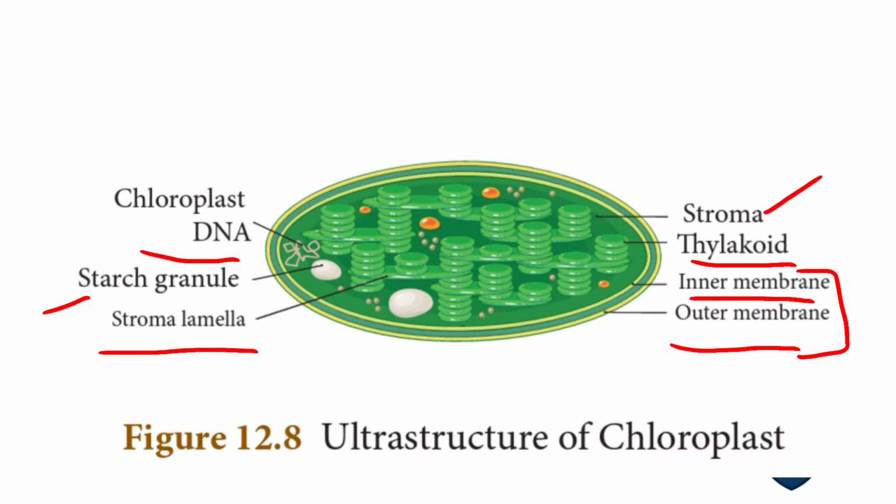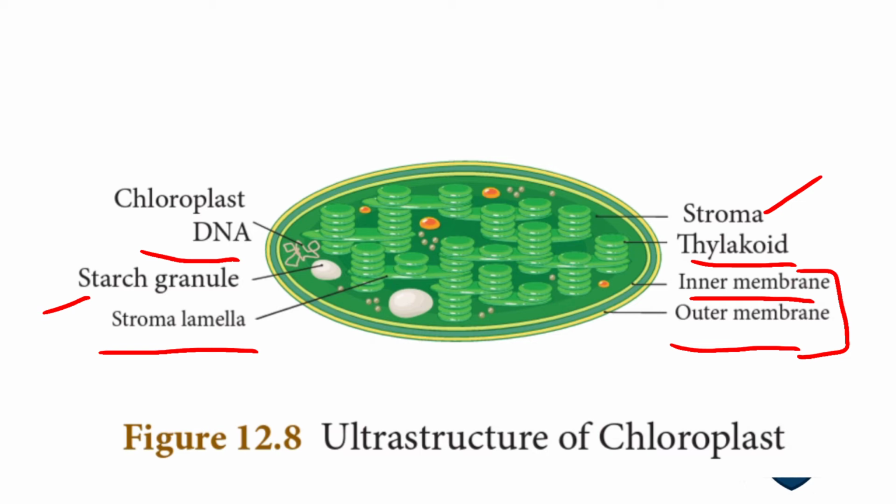You can see the thylakoids like a stack, one above the other, like coins. Like a 1 rupee coin, if you arrange them one above the other, the thylakoids are present like that. The dark green portion is called stroma. The connection between two thylakoids is called stroma lamella. A single thylakoid, only one coin, is called a granum. When they are in a stack, arranged one above the other, it is called grana.